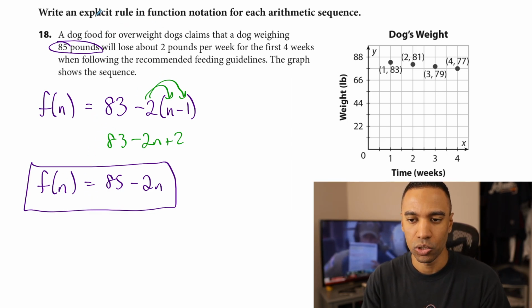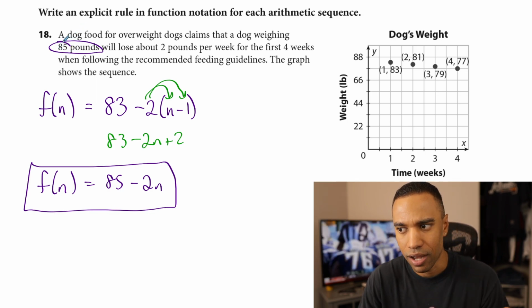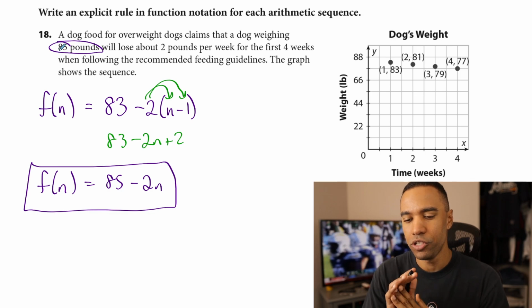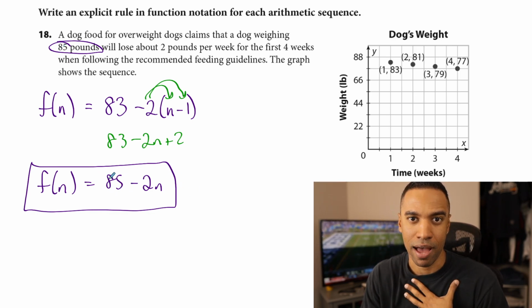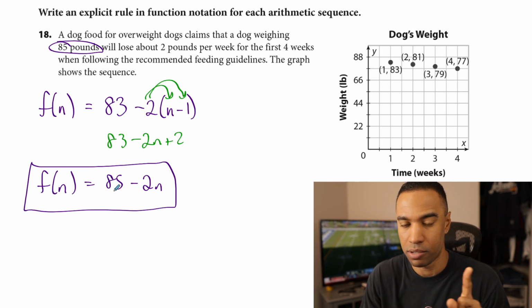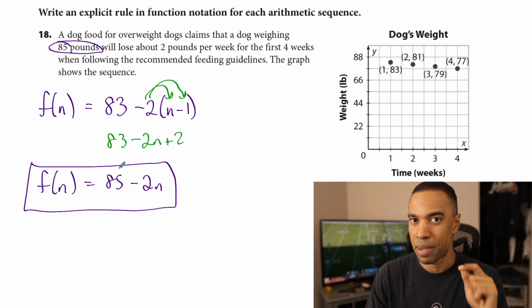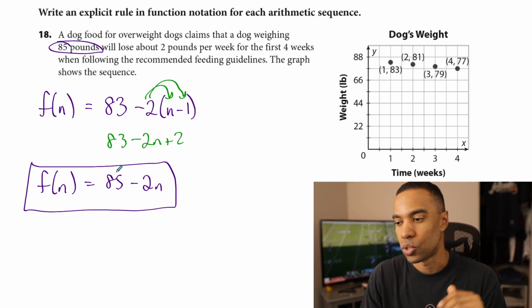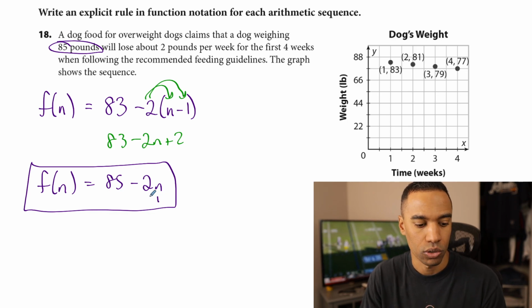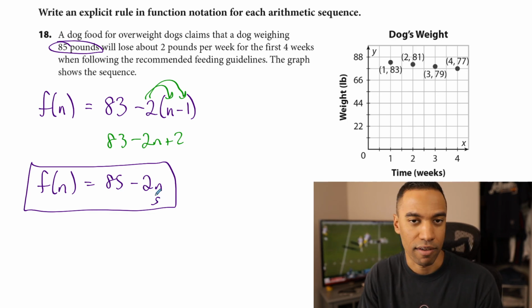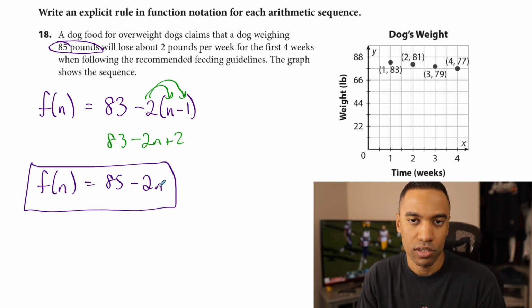When it comes to the explicit rule here, it looks like the 85 being told in context gives you a better understanding of what you're saying. I'm going to start from 85 pounds, not that it's one of the weeks, not that it's one of the terms in the list, but the dog starts at 85 pounds. And everything I'm going to list is based on the number of weeks since then. So after 1 week, he loses 2 pounds. 1 week, 2 times 1 is 2. 5 weeks, 2 times 5 is 10. It's going to lose 10 pounds. So you just plug in the number of weeks from this one.